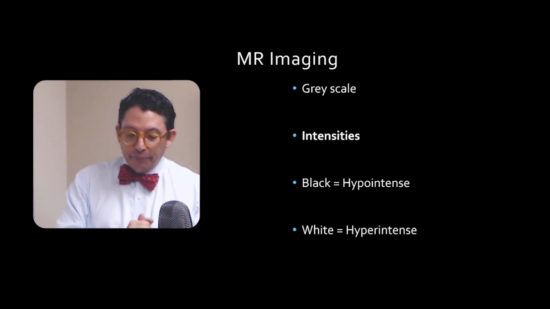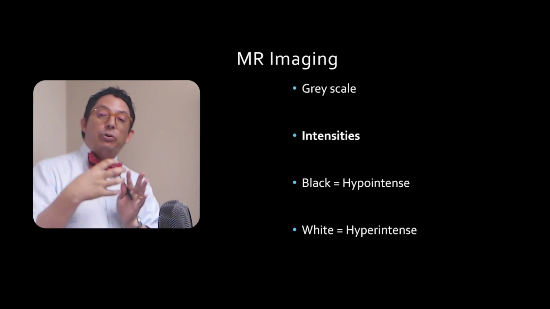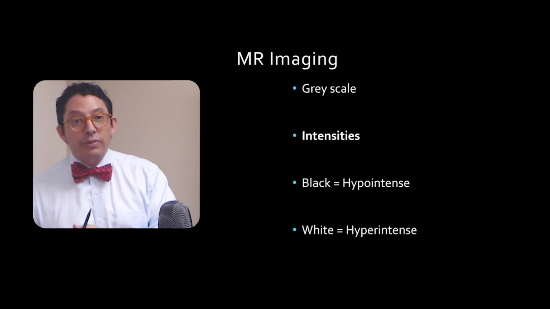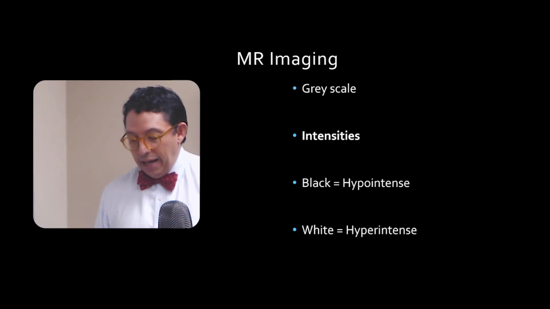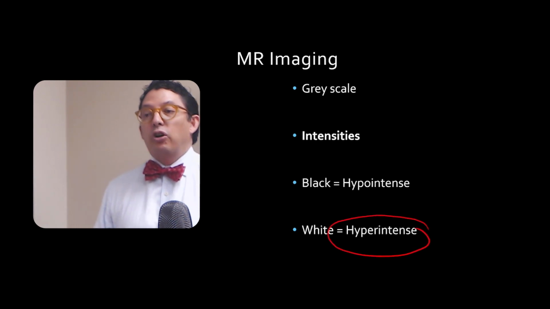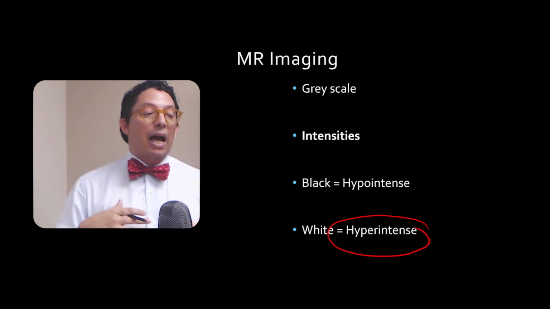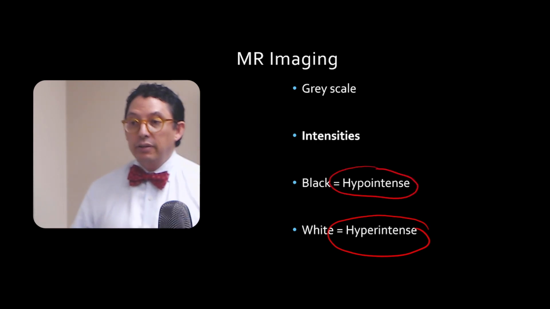Remember that. Since we are not looking at densities, how the X-rays cross, but the intensity of signal released by the atom. When things are bright on MRI, we call them hyperintense. When things are dark, that means that it was having very low signal.